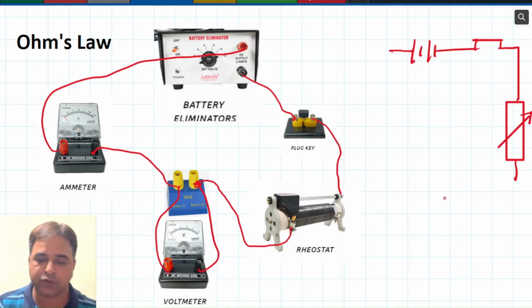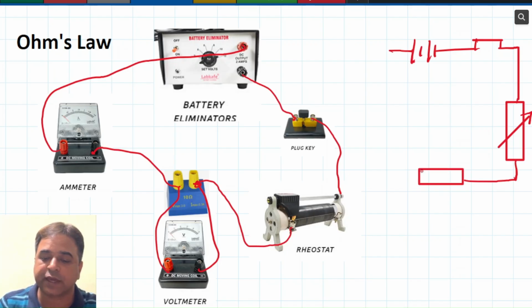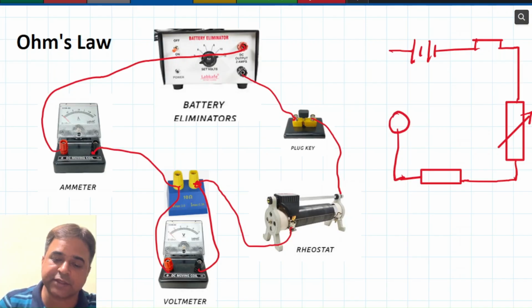Now to continue that, here further you have resistance. To draw the symbol for resistance, this way is the resistance. Now this resistance further is connected to the ammeter. You can see here ammeter is connected in series. So this is how you will complete it.